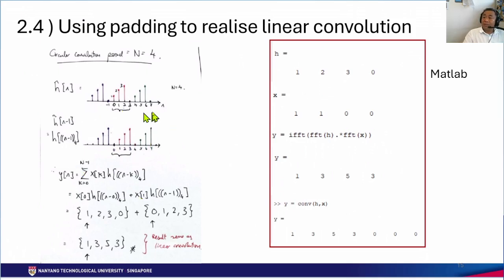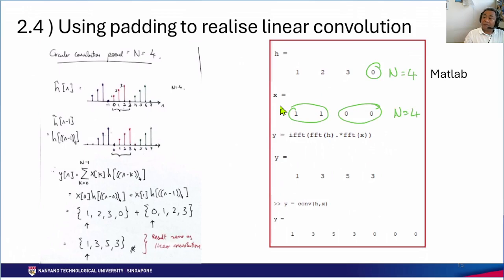This is the last slide. So in the previous example, when our h of n is 1, 2, 3, and we padded with 1, 0, which is length 4, then we see that the answer is 1, 3, 5, 3. Let's do it using MATLAB. 1, 2, 3 padded with 1, 0. x is length 2, but we padded with 2, 0, so the length is equal to 4.